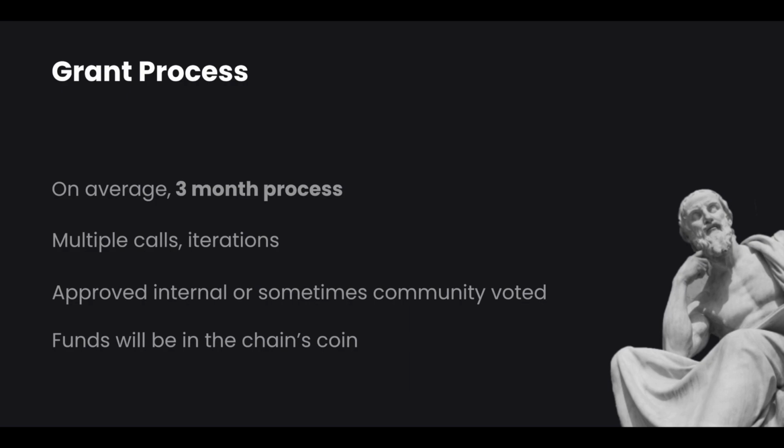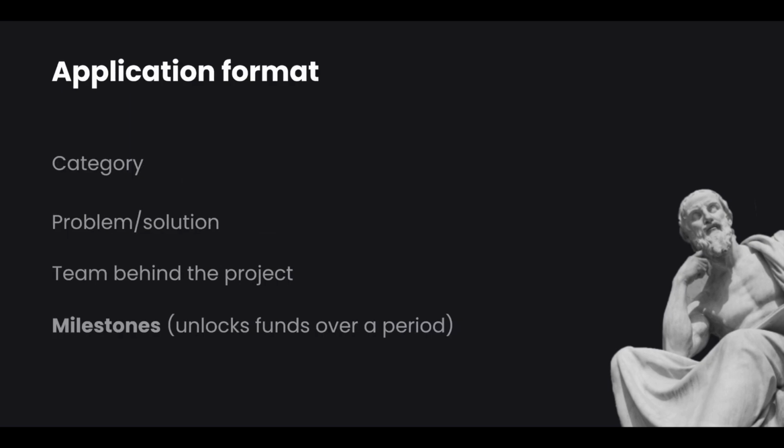And most grants are internally approved by a foundation, but there are also different chains and DAOs where your community votes. So you actually will apply to the community, usually on one of their forums, and then you're voted on if accepted or not. And you're always receiving the funds directly in the coin of that chain. Pretty straightforward application format.